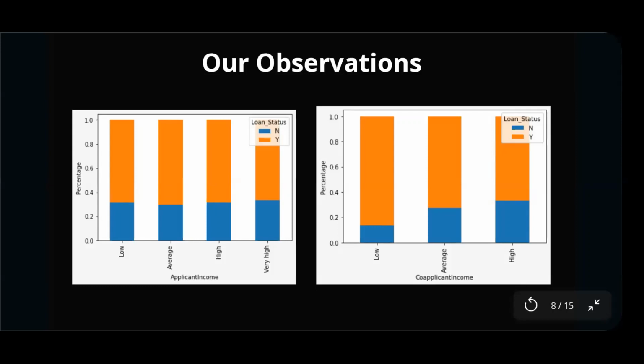we came to the conclusion that it might be so because some individuals don't have co-applicant income, and this led us to some feature engineering where we had to combine these two, the co-applicant income and applicant income, to get another feature called total income.